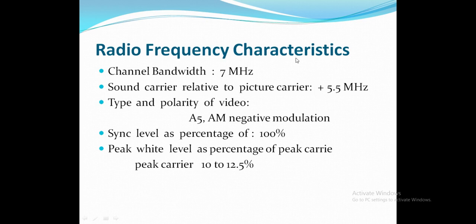Next, radio frequency characteristics. In that, channel bandwidth is 7 MHz. Sound carrier relative to picture carrier is 5.5 MHz. Type and polarity of the video is A5 type and AM negative modulation. Sync level as percentage is 100%. Peak white level as percentage of peak carrier is 10 to 12.5%.